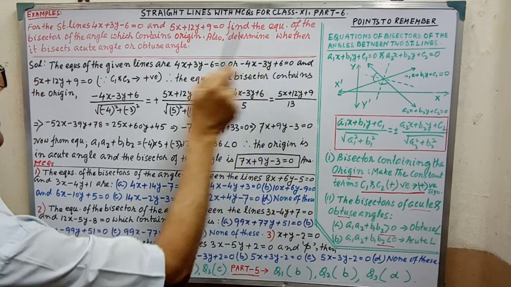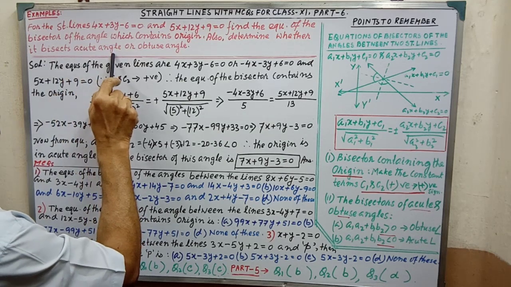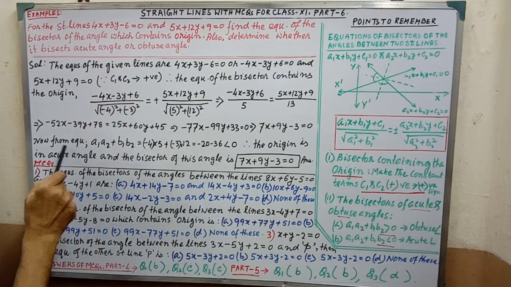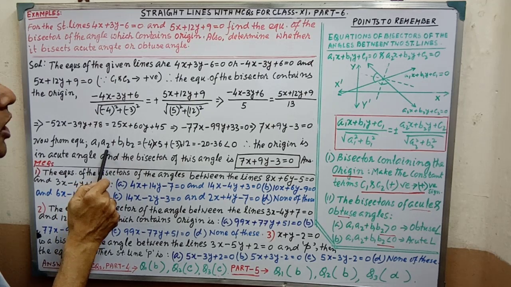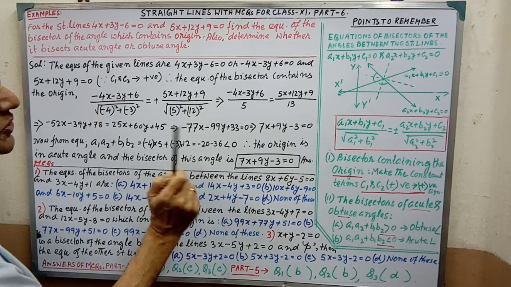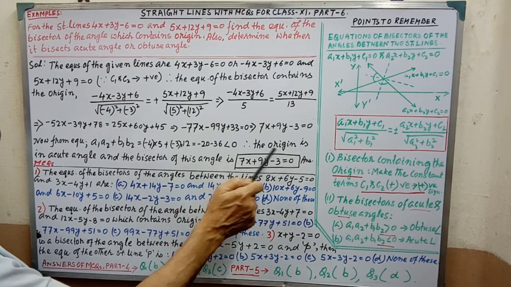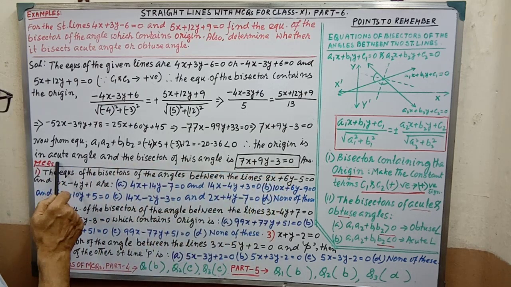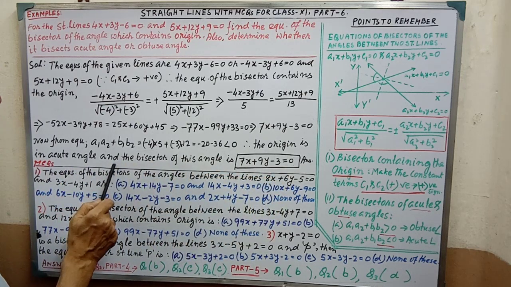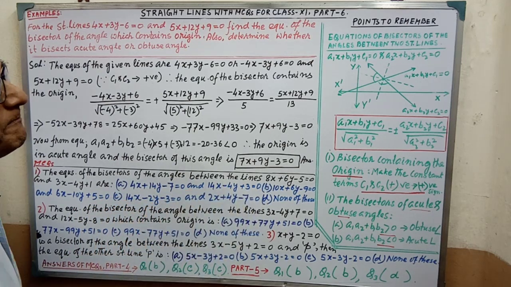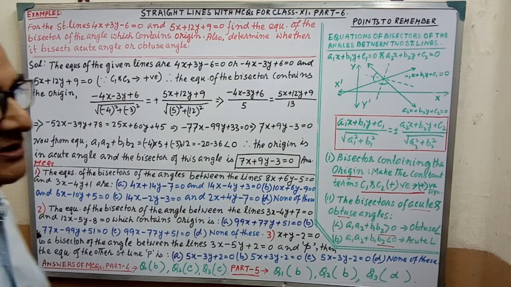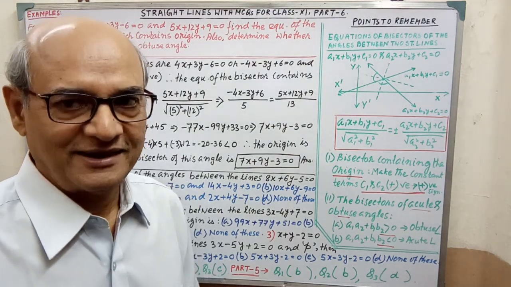whether it bisects the acute angle or obtuse angle. From the equation we are getting the value of this less than 0. Less than 0, therefore the origin is in the acute angle and the bisector of this angle is this. The sum is completed. I think it is clear.